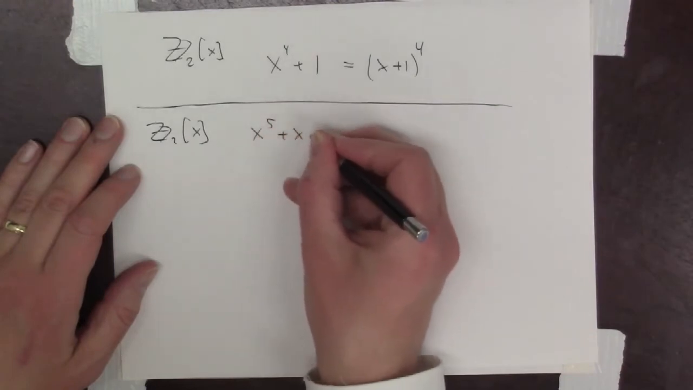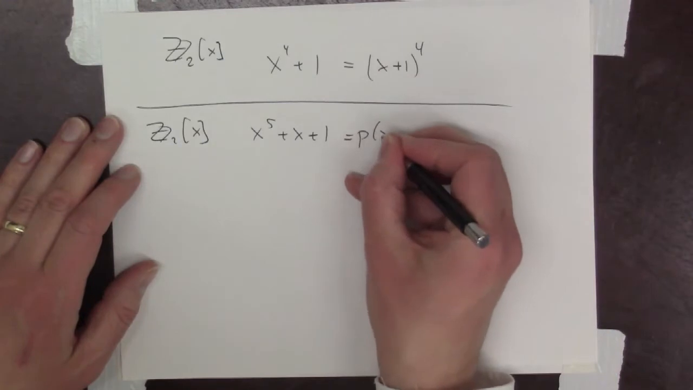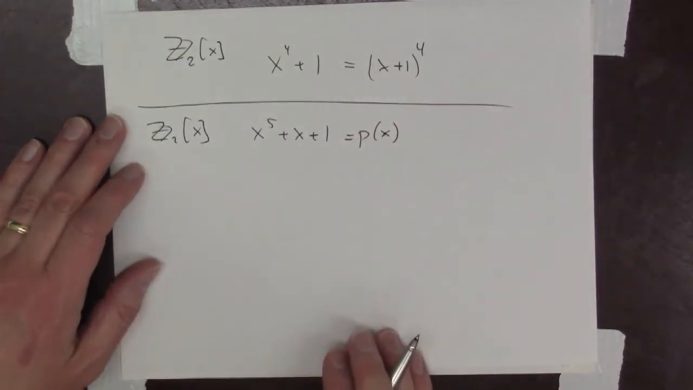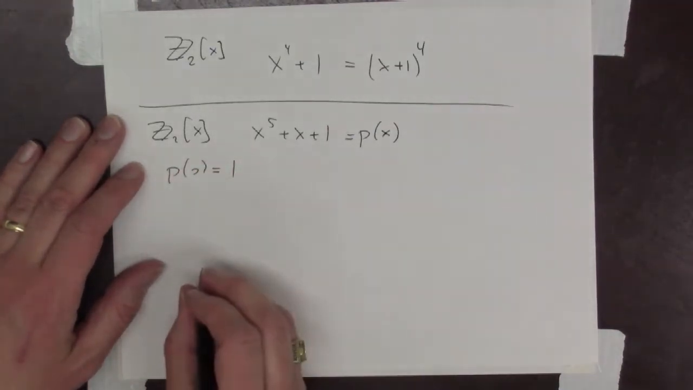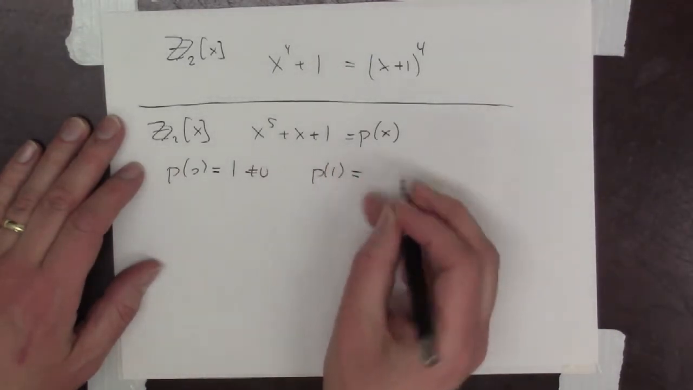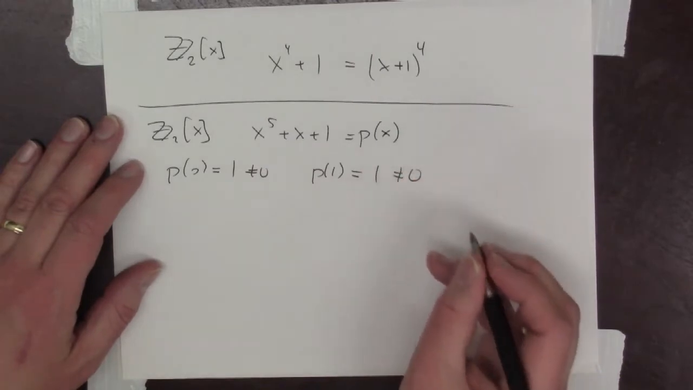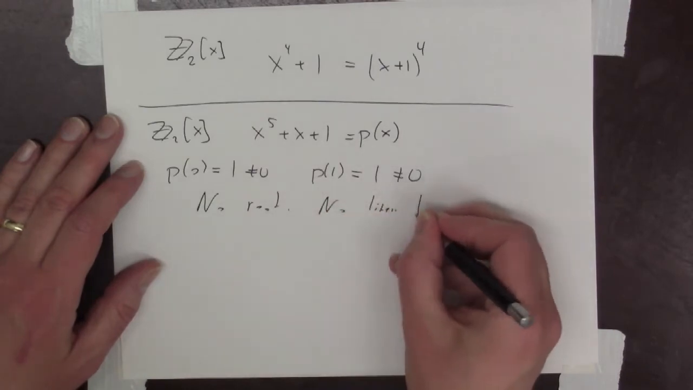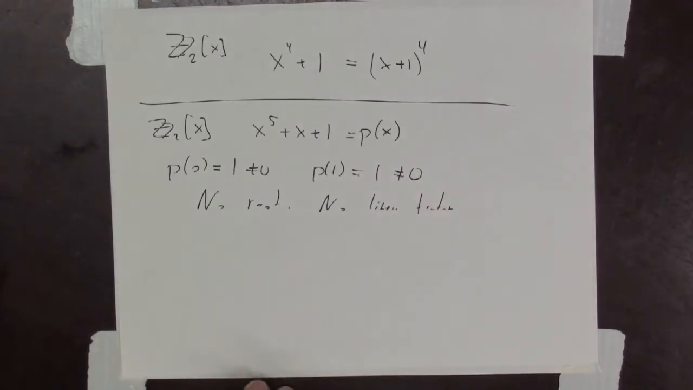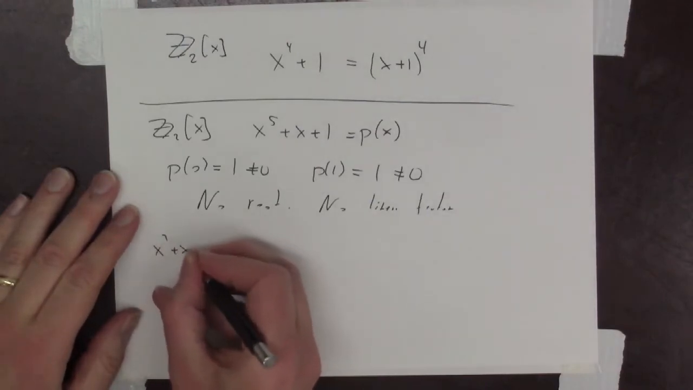x to the 5 plus x plus 1. And I'm doing the field of 2 elements. Are there linear factors here? Well, no, because 0 is not a root, and P of 1, 1 plus 1 plus 1 is just 1, not 0. So no root, no linear factor. Then we have to check, degree 5, is there a quadratic factor? And the only irreducible quadratic polynomial of degree 2 here is x squared plus x plus 1. So we can check this x squared plus x plus 1 factor.